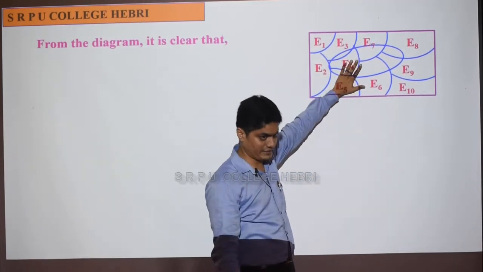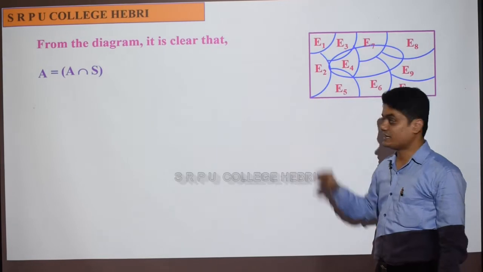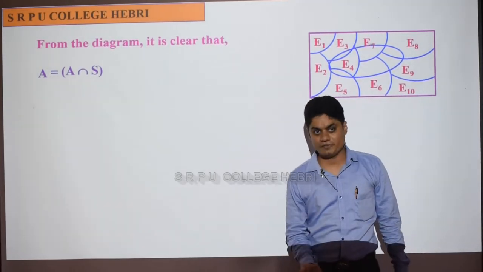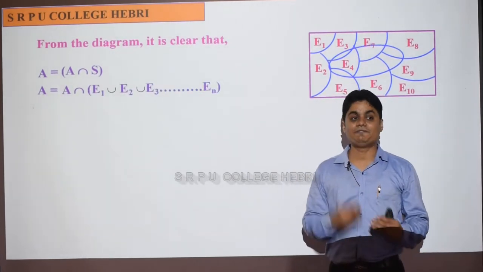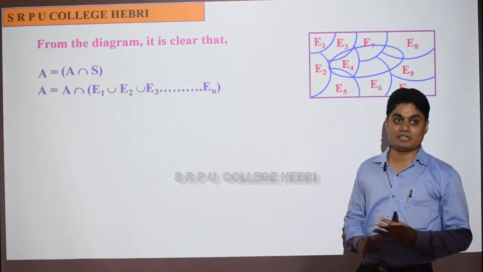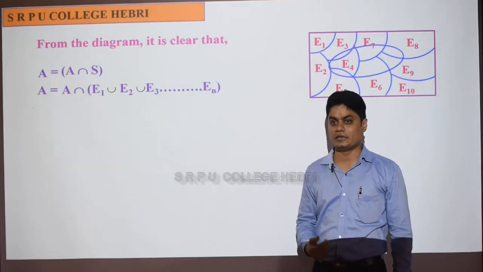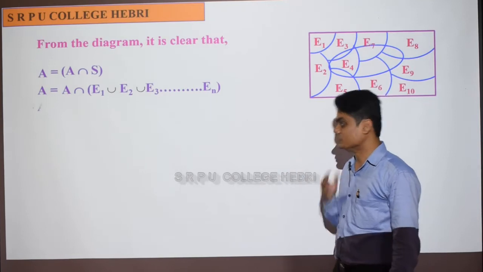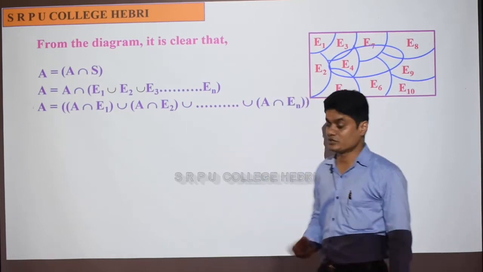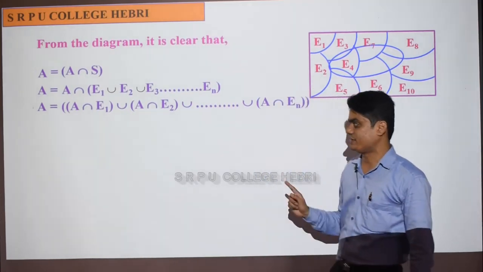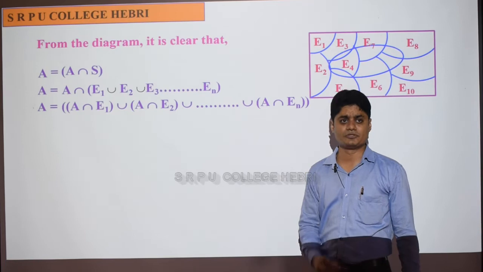If an event belongs to this rectangle box, then see this carefully. A can be represented as A intersection S, because A is a subset of S. You know that if E1 to En are the partitions, then S must be the union E1, E2, E3 and so on, which was explained in the last slide. Now A is equal to A intersection S, and using the distributive property, you can write A intersection E1 union A intersection E2 and so on up to A intersection En. This is a simple set theory concept you learned in first PUC.